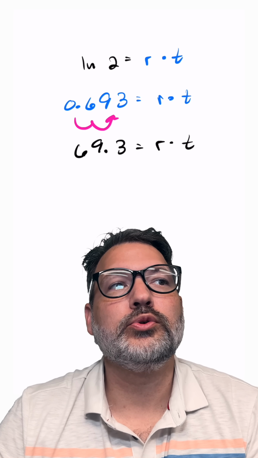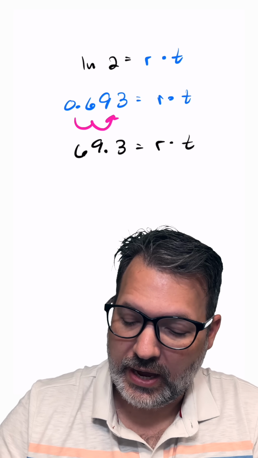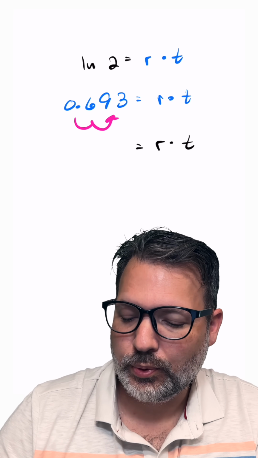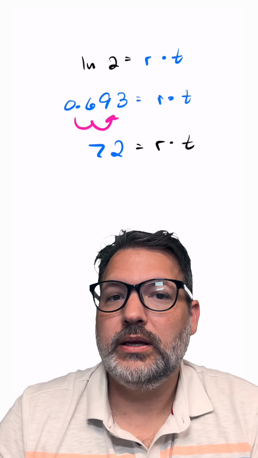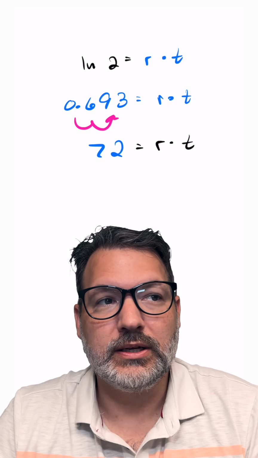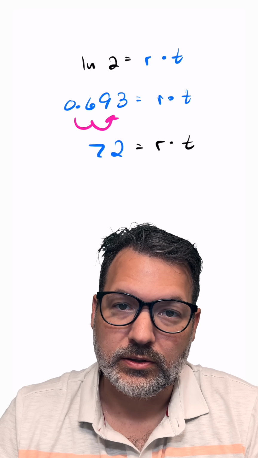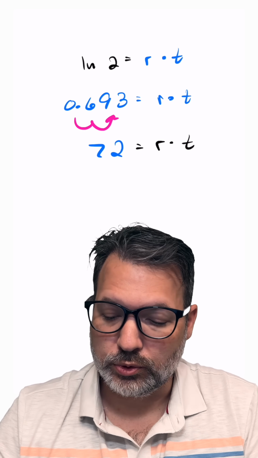As you might imagine, the rule of 69.3 is not very catchy, and even more importantly, 69.3 is not very easy to divide by stuff. Whereas 72, on the other hand, is a very easy number to divide by stuff because it has a lot of different divisors. And now we're fully ready to use our rule of 72.